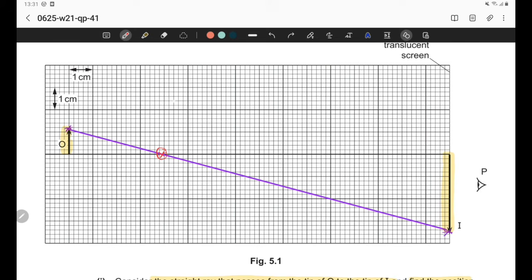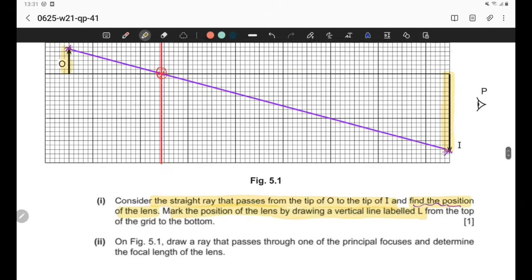So we can draw a vertical line to represent this position of the lens, and we have to label it as L as mentioned in the question. This is the vertical line where we must keep a lens in order to get an image as shown in the figure. Let's go to the next part.